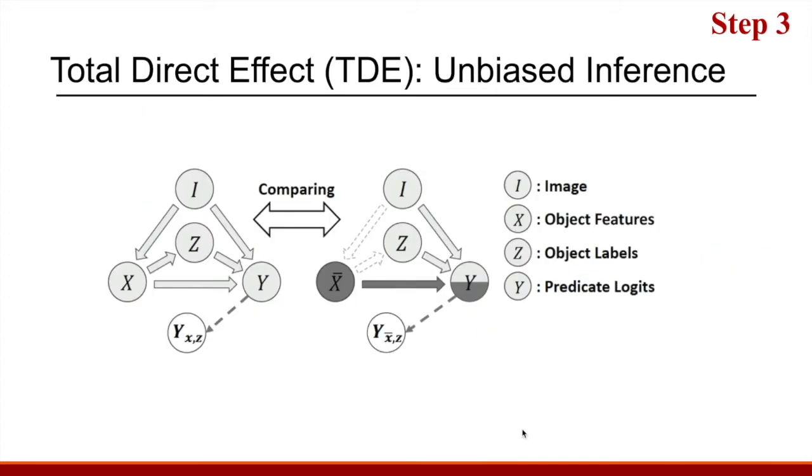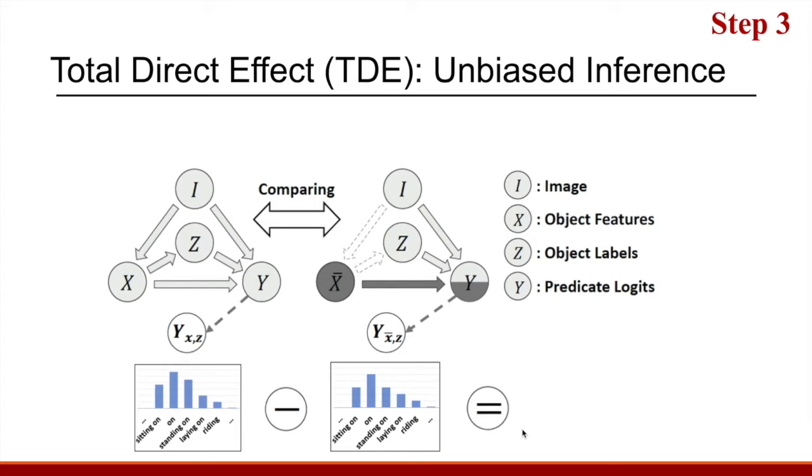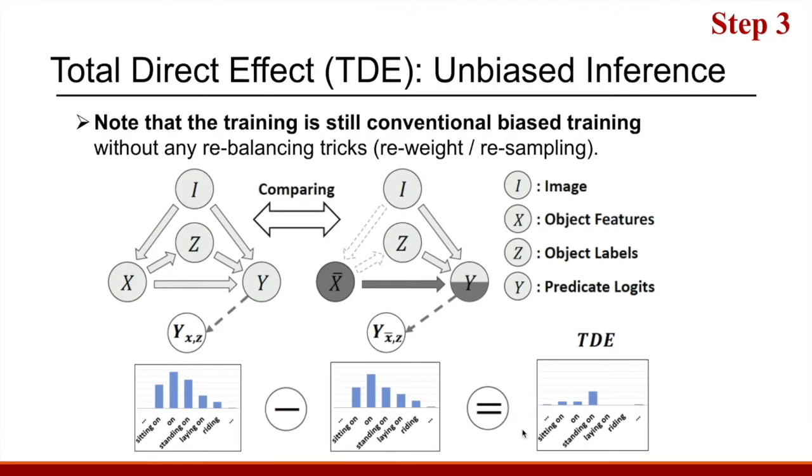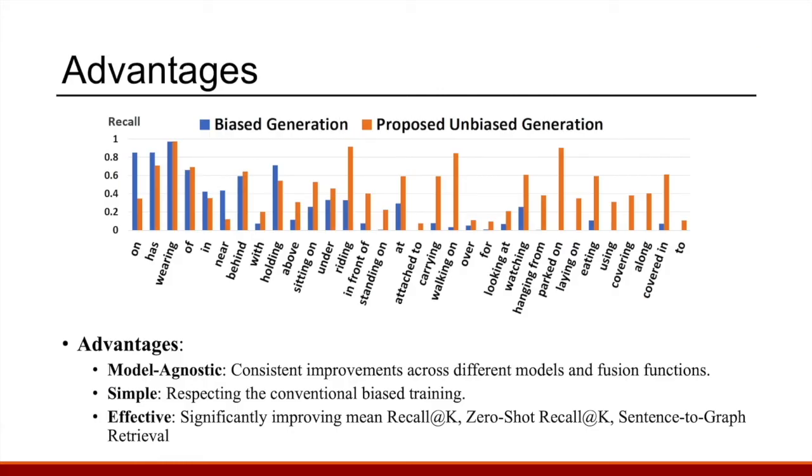So here comes the solution. Our final step applies the total direct effect that removes the above-mentioned bad bias and gets the unbiased part of the logits, which corresponds to the visual part but still under the same context. Note that our training phase is still conventional biased training, so we only need to run the inference model twice. The result is quite amazing.